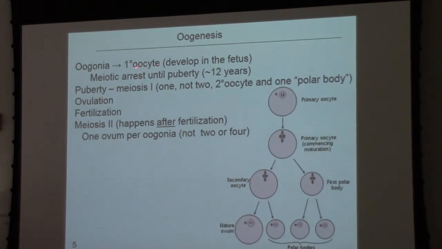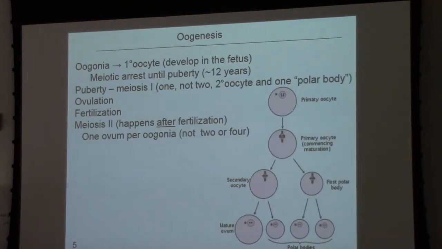And then the primary oocyte develops, and they're in an arrest state. So they're in arrested development from fetal development all the way through puberty. So the primary oocytes are in meiotic arrest until puberty.